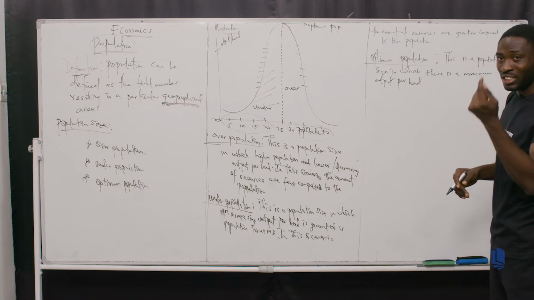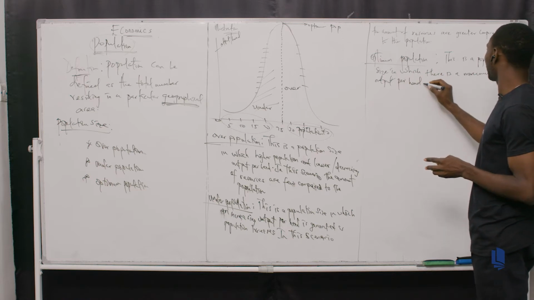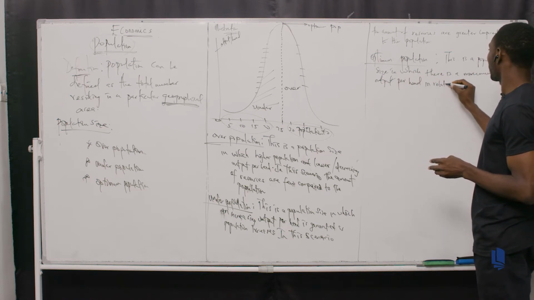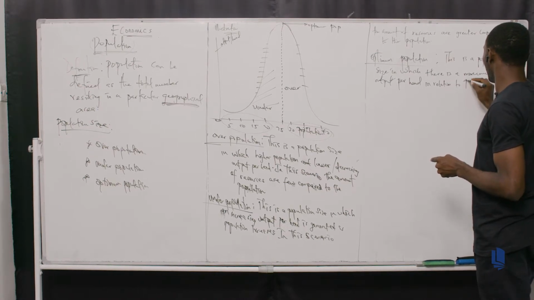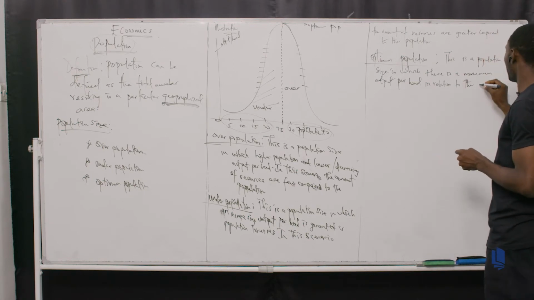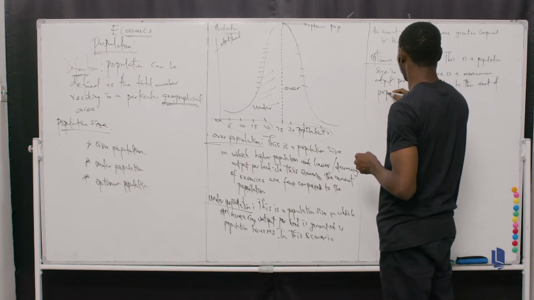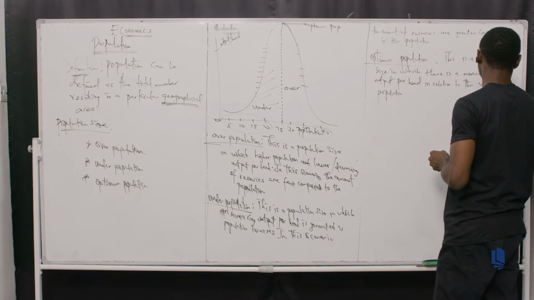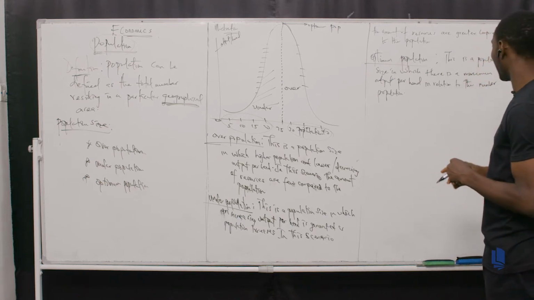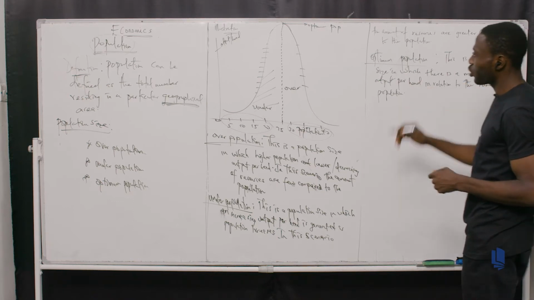So let's do justice to how we are going to put it in population. So there is a maximum output per head in relation to the amount, to the number of population. Because amount is for resources, and number is for people. So to the number of population. So that is what the graph is telling us.